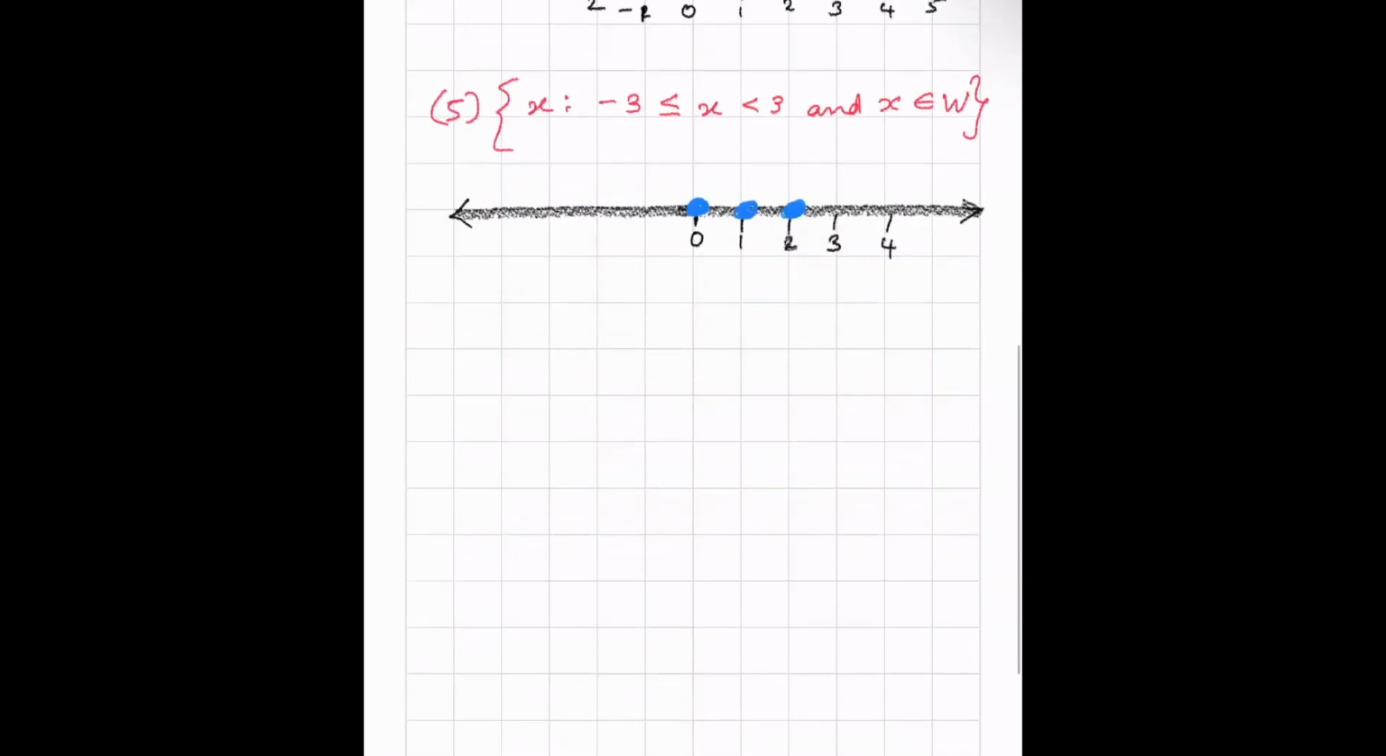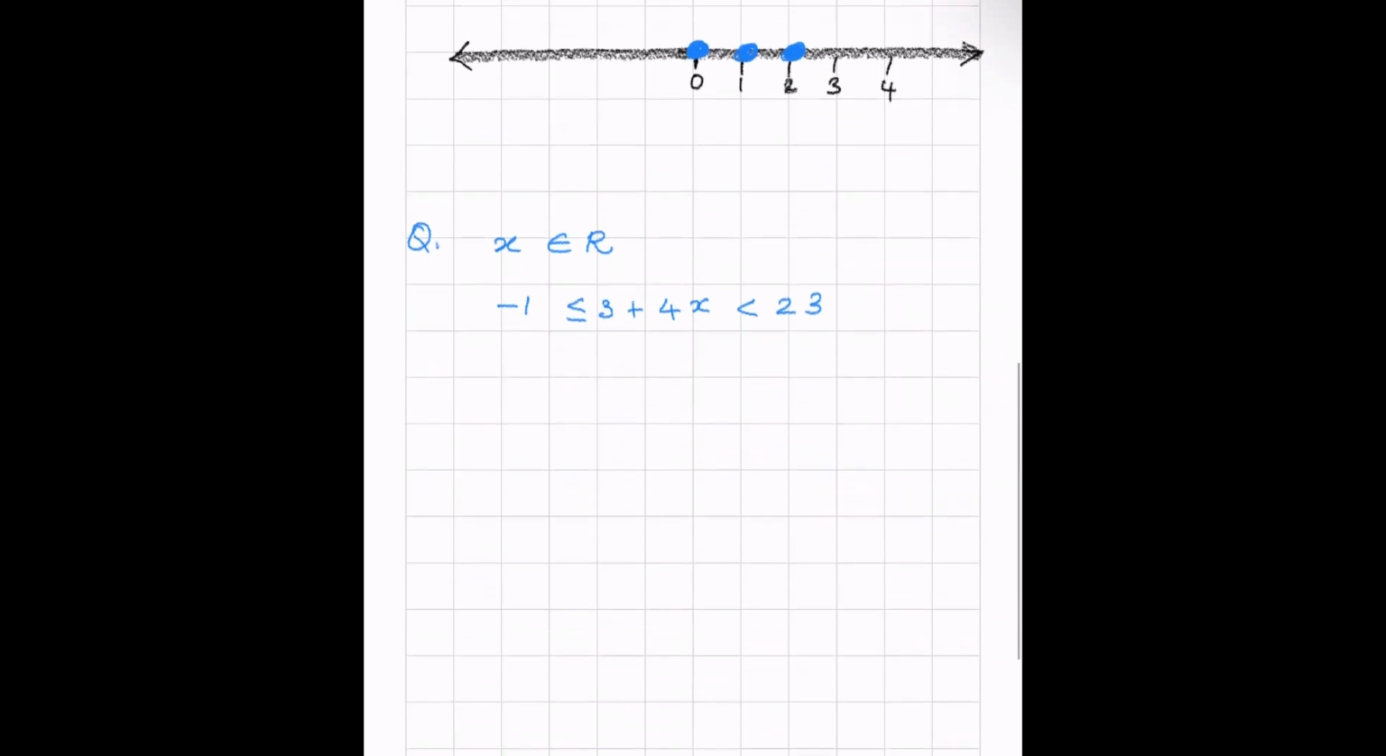Let's start doing problems. Given that x is an element of real numbers, solve the following inequality and graph the solution on the number line. Negative 1 less than or equal to 3 plus 4x less than 23. This is the inequality in the question, and you are asked to solve it and then graph the solution set. How will you do it? This is one part, then this is another part. Like that, you have to divide and then solve.